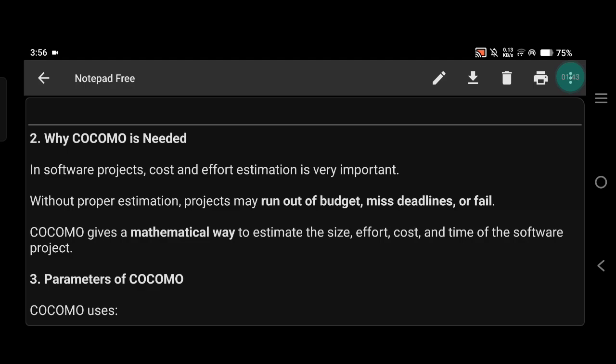Without proper estimation, projects can easily go over budget, miss deadlines, or even fail completely. So the COCOMO models give us a mathematical way to calculate the effort, cost, and time needed for a project.